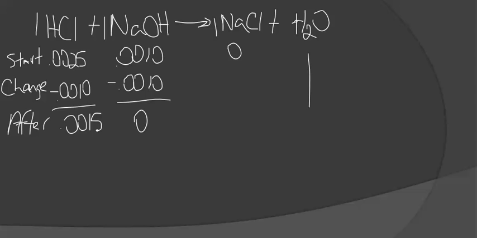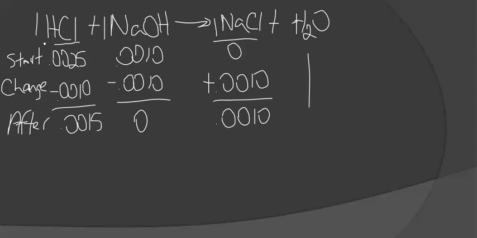So after the reaction, I have some HCl left. I also have some salt present after the reaction is complete between the acid and the base. Well, NaCl is a salt produced from a strong acid and a strong base. So the salt is neutral. It does not affect the pH of the solution. The only thing that's going to affect the pH is the amount of acid that's left over.